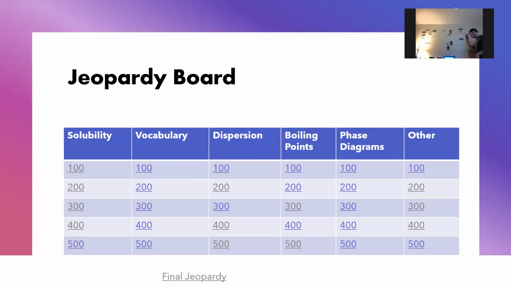Jeopardy board. Today's categories, we have solubility, we have vocabulary, dispersion, boiling points, phase diagrams, and other.